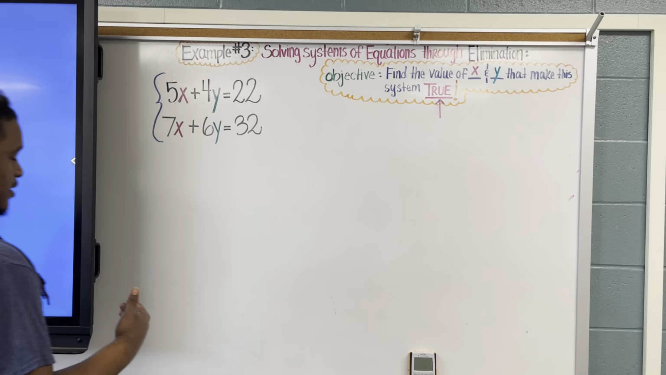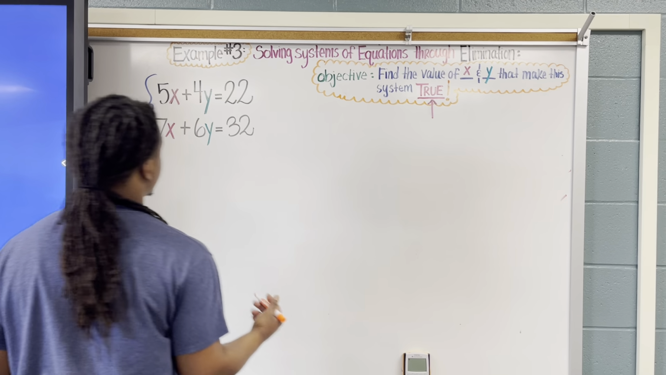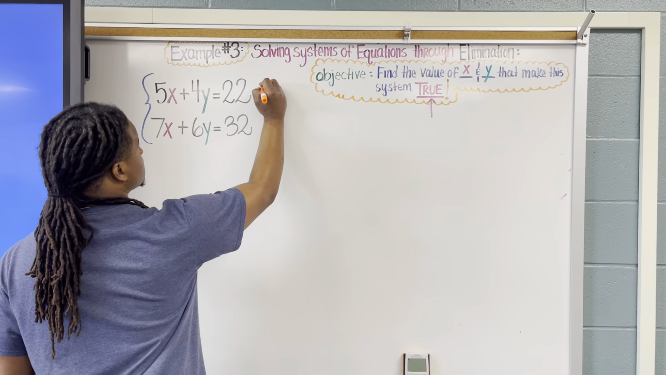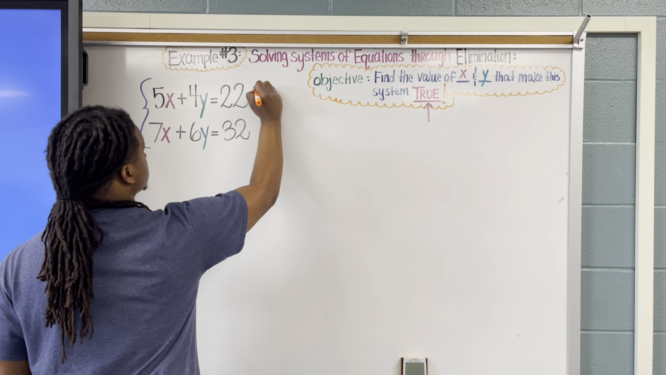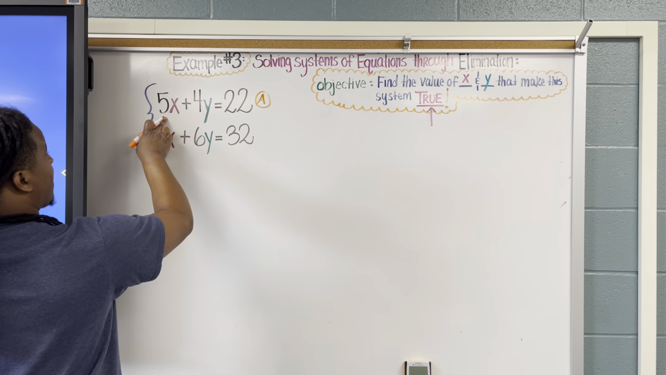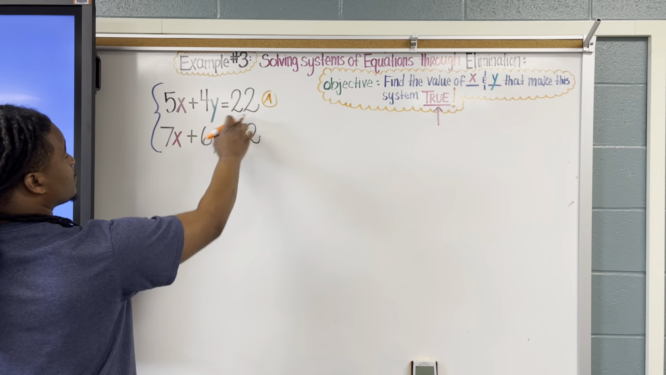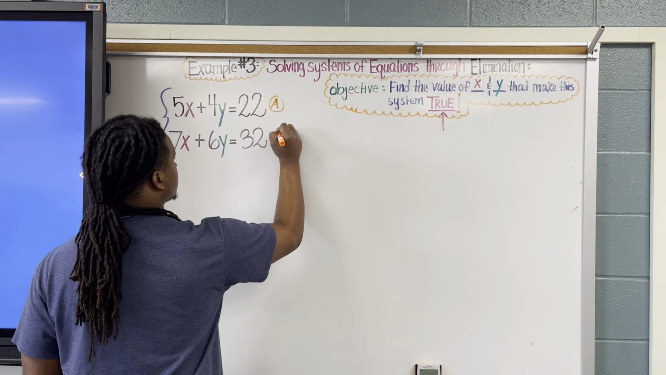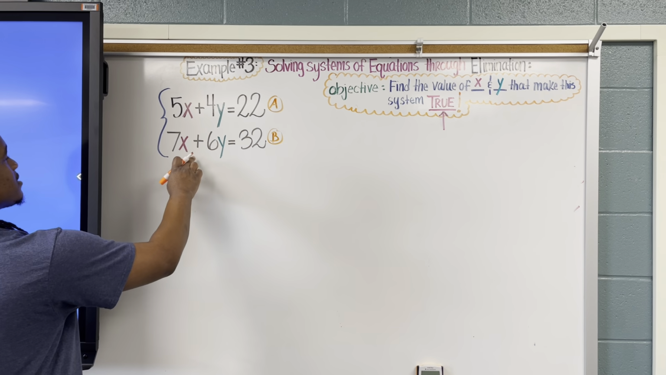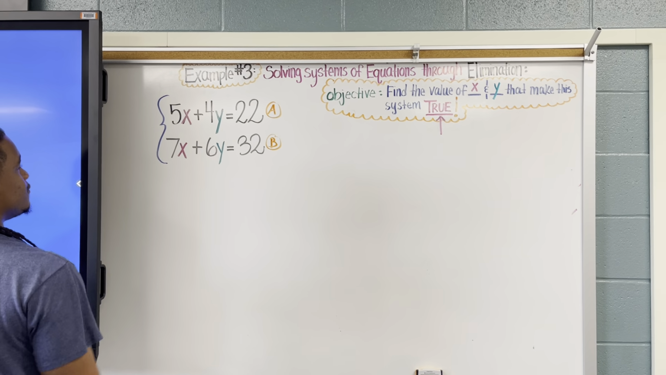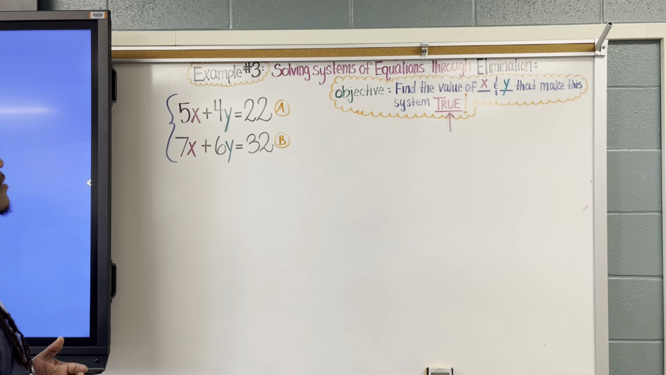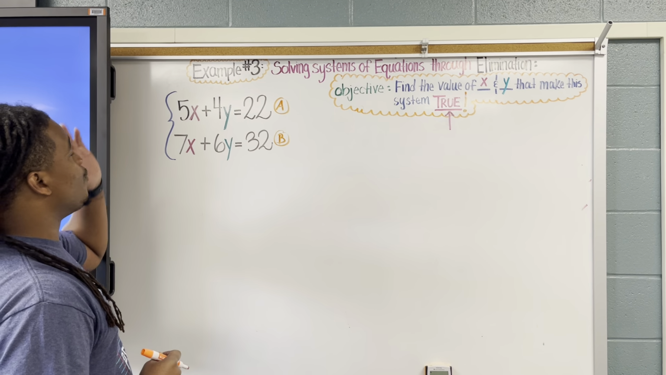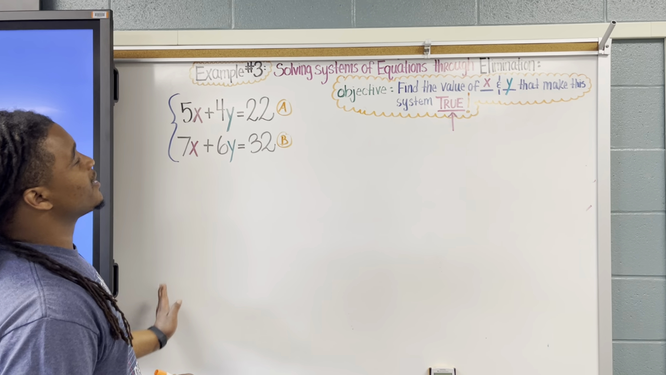So we have a system of equations. The first equation, I'm going to label as equation A: 5x plus 4y equals 22. The second equation I'm going to label as equation B, and it's 7x plus 6y equals 32.